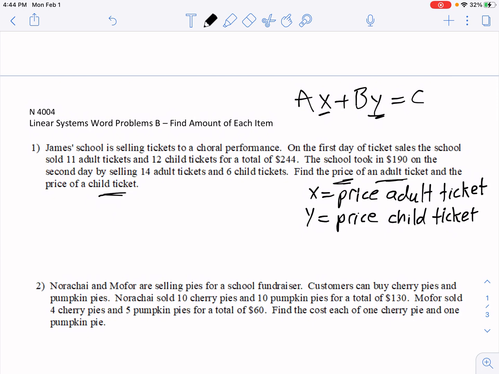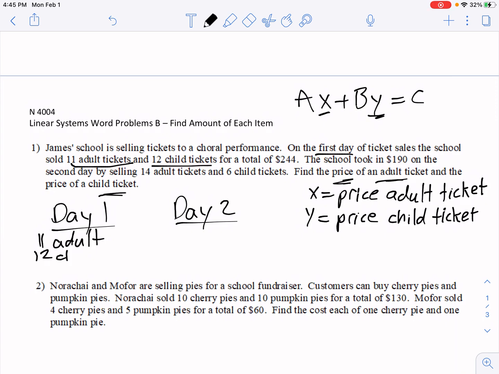Now what we really have here is two situations. We have a day one in which we pulled in a total sum of money, and then we have a day two. So let's go back and reread the information for the first day in terms of ticket sales and day two. It says on the first day they sold 11 adult tickets, and then they sold 12 child tickets for a total of $244.